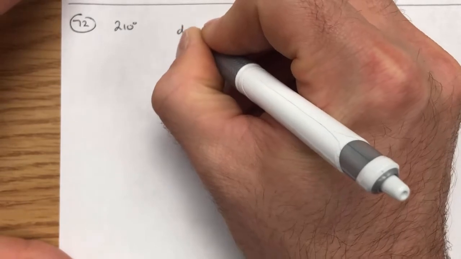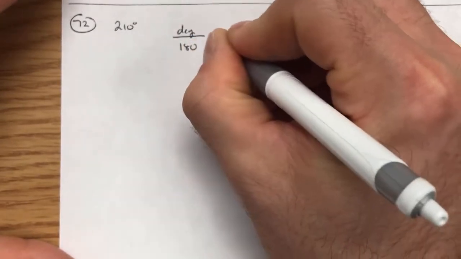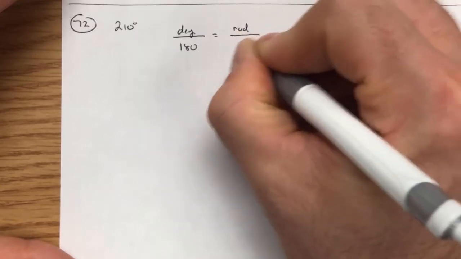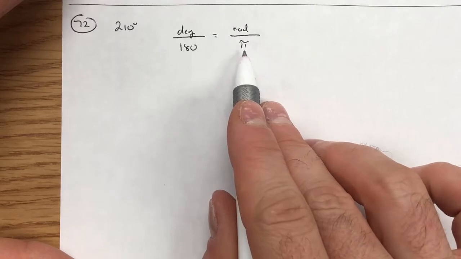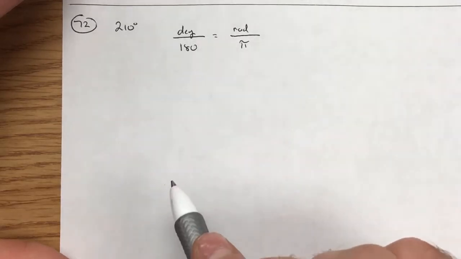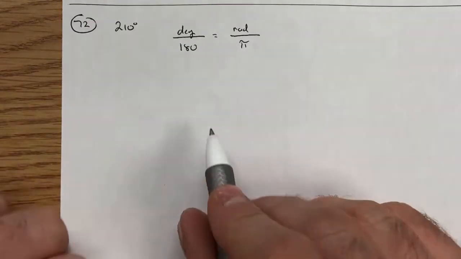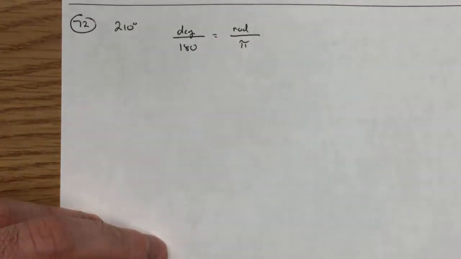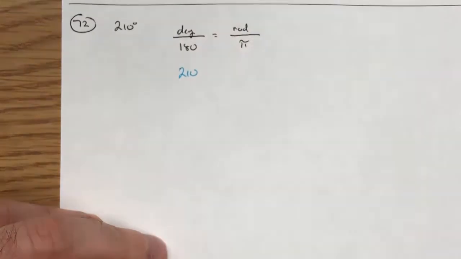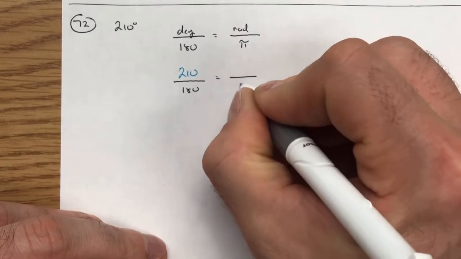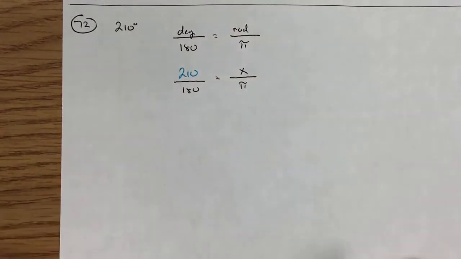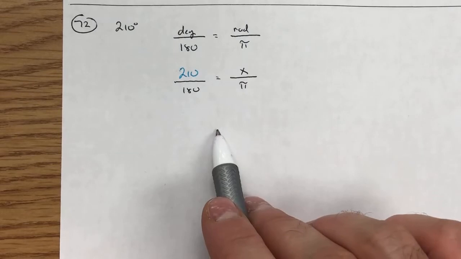Well, we know that this is going to be set up using the proportion of, let's say, the number of degrees over 180 is equal to the number of radians over pi, because 180 degrees is equal to pi radians. And I just plug in what I know and solve for what I don't. In this case, I know the number of degrees, so I'm going to place 210 degrees in right here. What I don't know is the number of radians. So I'm going to say the number of radians is x.